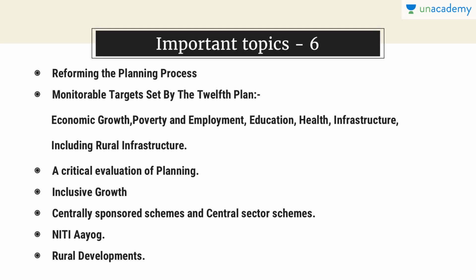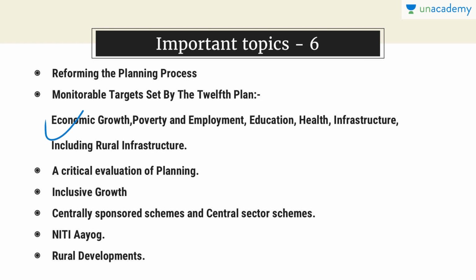When we talk about the important topics, we have already discussed the 5 slides. So this is the sixth one. Here, the most important thing is reforming the planning process. It's very important because the planning process is not perfect and it needed a lot of reforms, and how it came about. Then you need to understand what is outcome based approach, what is output based approach, what is input based approach. Monitorable targets were set by the 12th plan, why they were done, so this is very important.